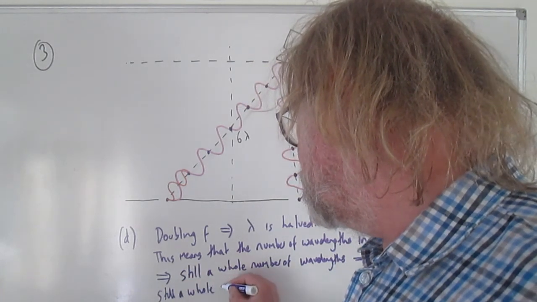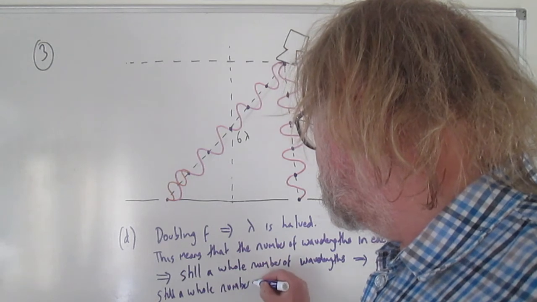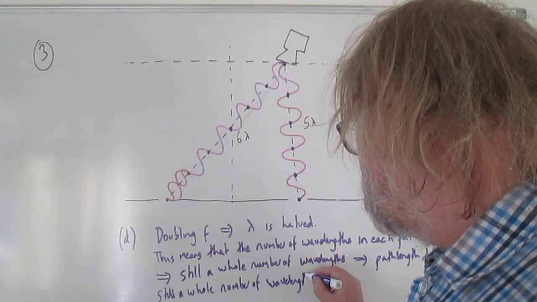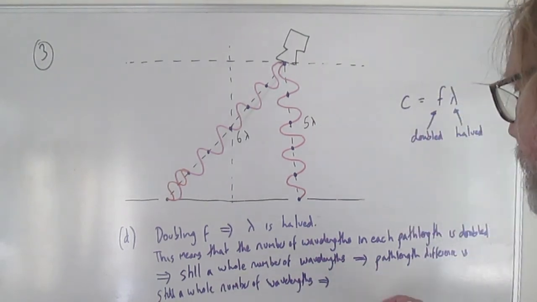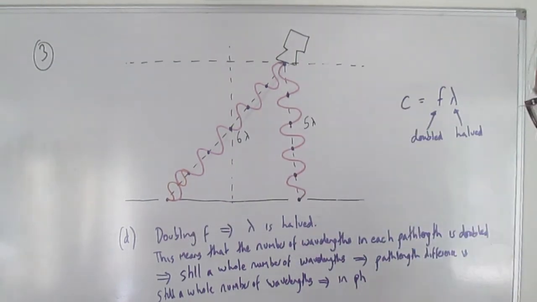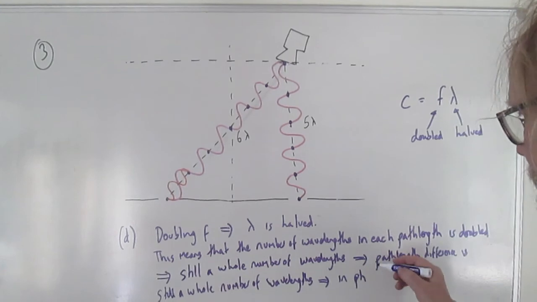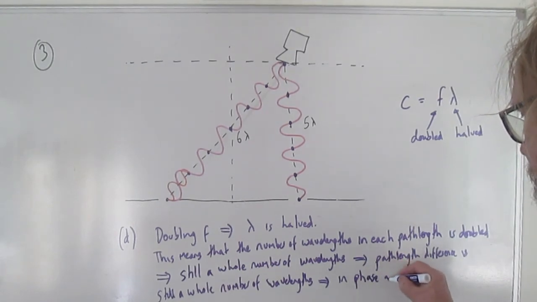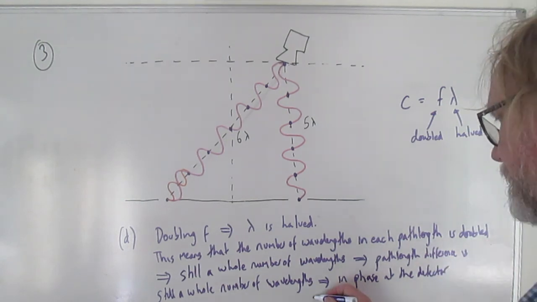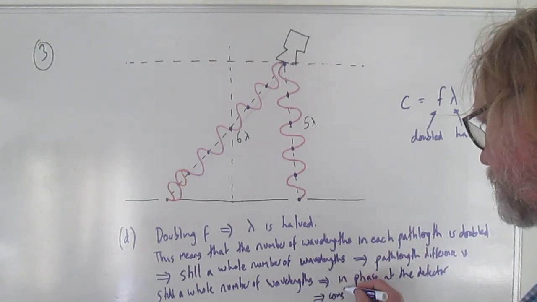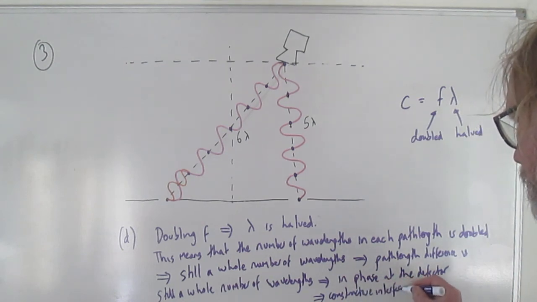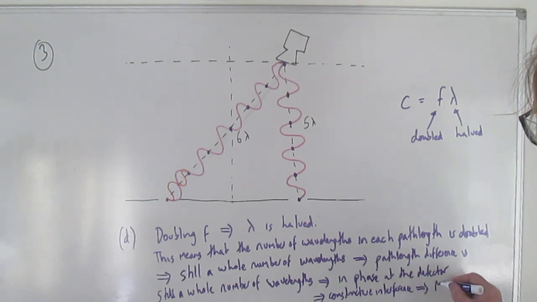And if that's the case, we've got the same situation as before. So still a whole number of wavelengths means that we get the waves in phase at the detector because they were in phase when they started, and they'll be back in phase at the end of each wavelength. So in phase at the detector, which means constructive interference, which means that it will still be a maximum.